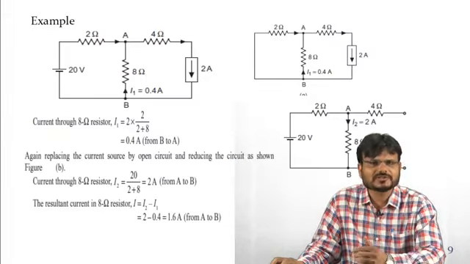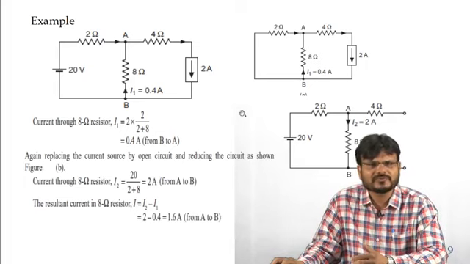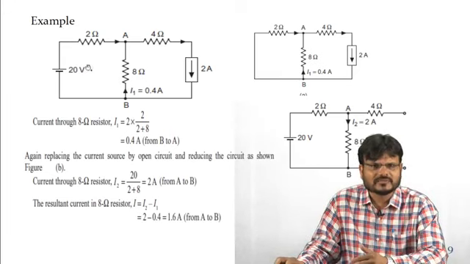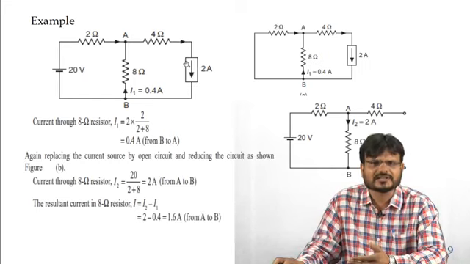Now the superposition theorem can also be explained with the help of one example. Here you can see this circuit having two types of energy sources. One is a voltage source and the other is a current source, and these two sources are considered ideal energy sources. This is the ideal voltage source and this is the ideal current source.